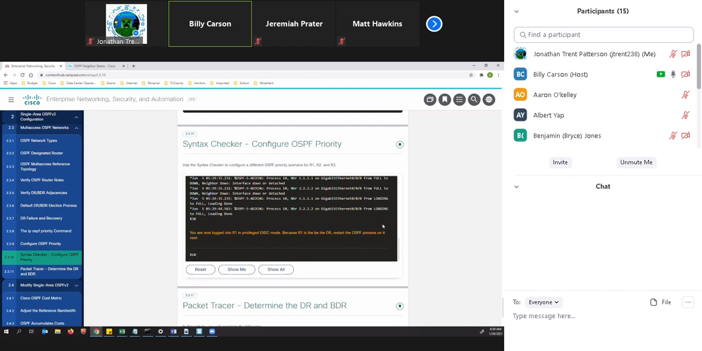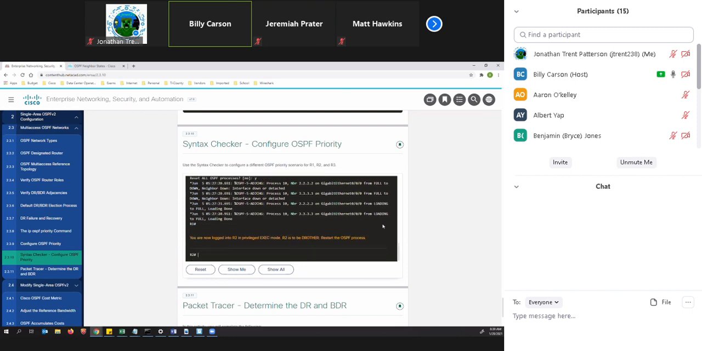So we won't need to do anything because we're already there. So we're going to do a clear IP OSPF process and clear him, and also the remaining one here. Clear IP OSPF process.